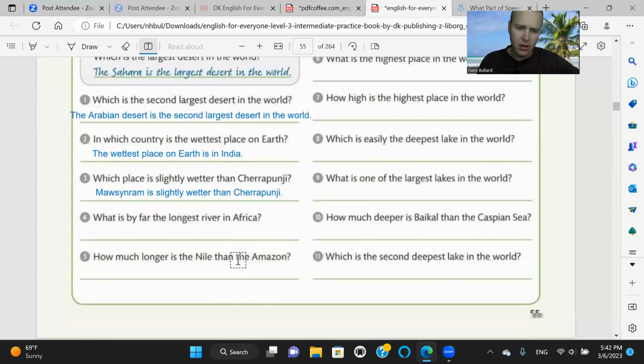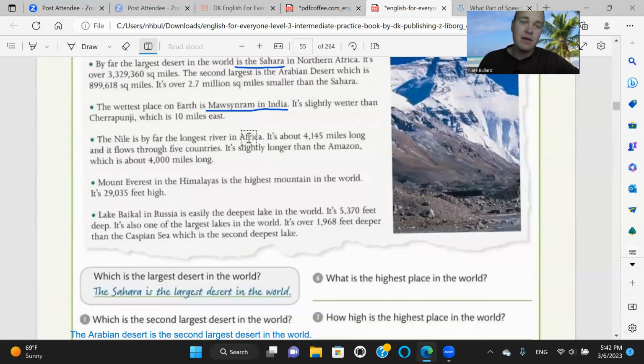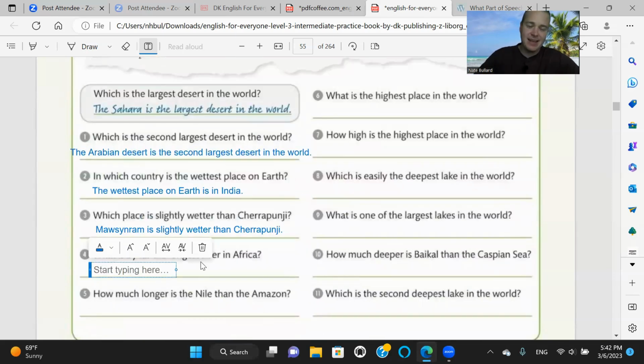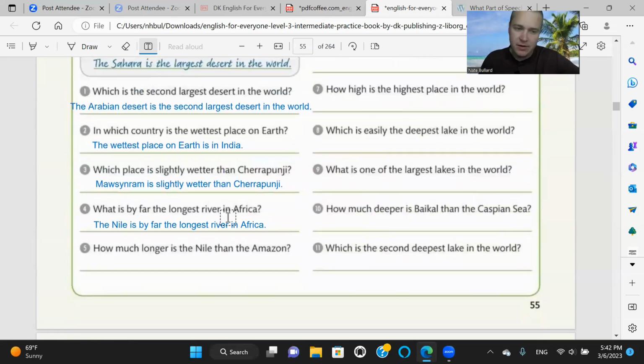What is by far the longest river in Africa? The Nile is by far the longest river in Africa. Podemos copiar la frase ahí. The Nile is by far the longest river in Africa.